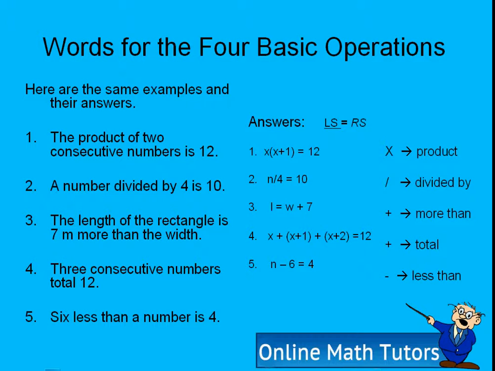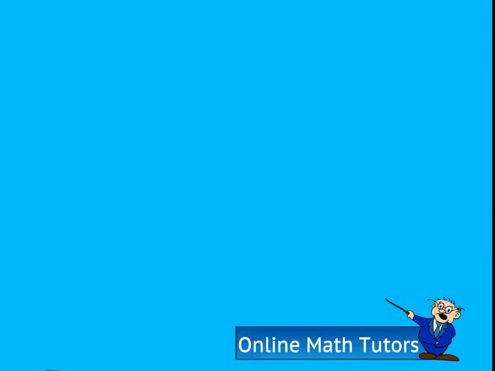And in the last example, we use subtraction because the words "less than" told us to subtract 6 from the number. 6 less than. N minus 6 equals 4.